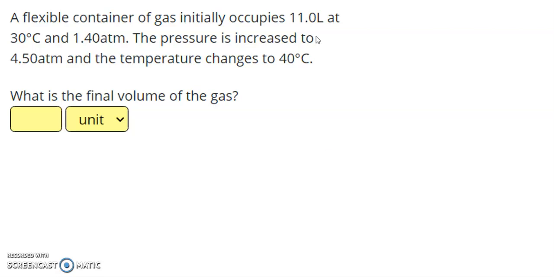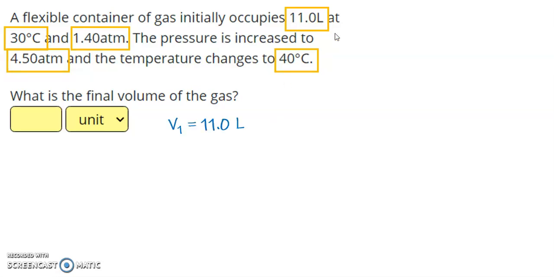So we'll find our givens. We see 11 liters, 30 degrees Celsius, 1.4 atm. Those are our initial conditions. Then there's a change, and the final conditions are 4.5 atm and 40 degrees Celsius.